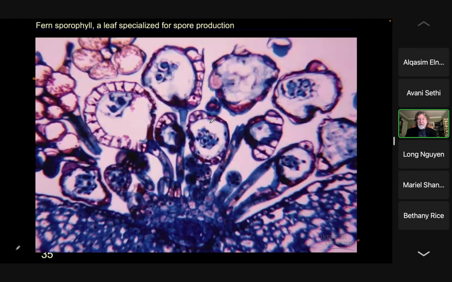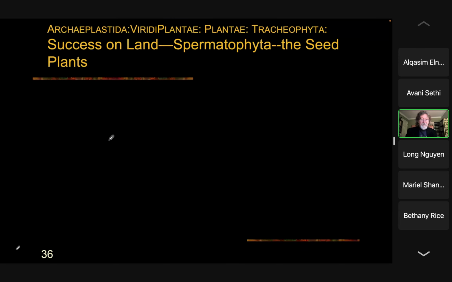Ferns are not as abundant today as they used to be. Okay, now this is showing once again a cross-section of a sorus, but upside down. The leaf is actually down here. And these are the sporangia. You can see the annulus right there. Okay, so that's enough about the ferns.